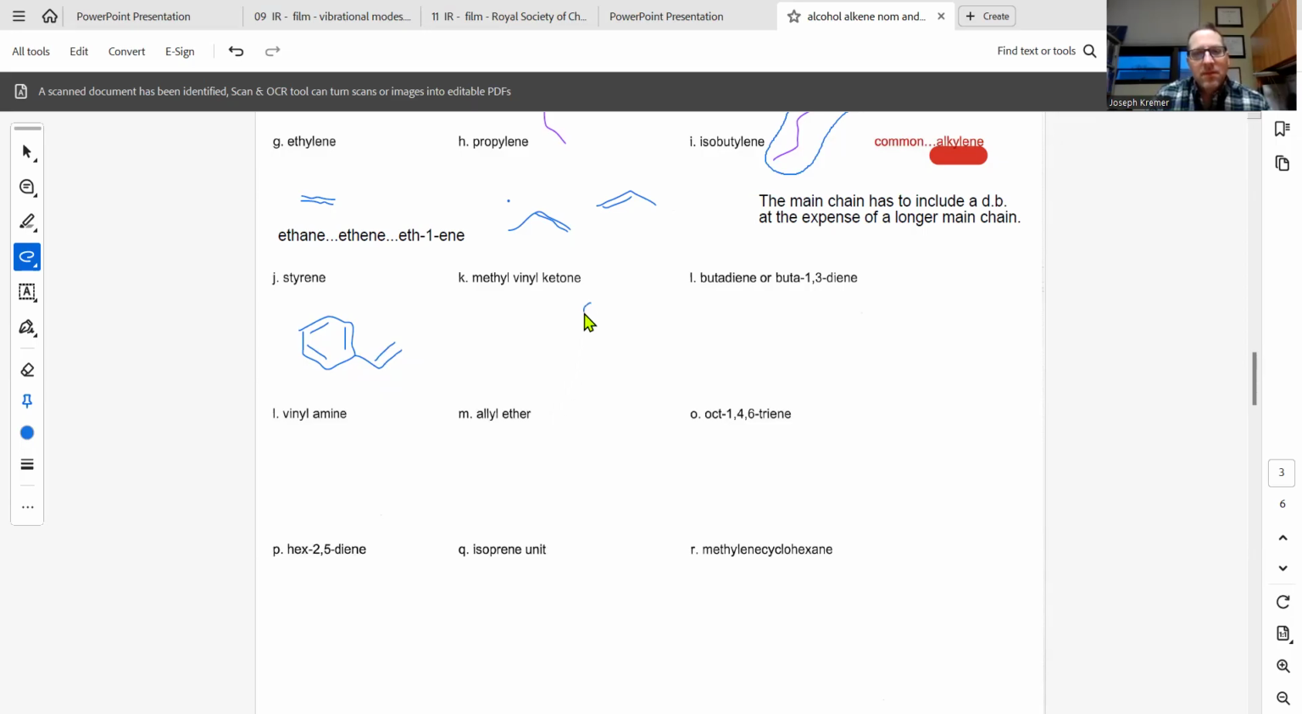Methyl vinyl ketone. Give an acronym, MVK. Here's a carbonyl. Here's your carbonyl with the methyl. You could do this all in one fell swoop if you want. I was just taking it a piece at a time.